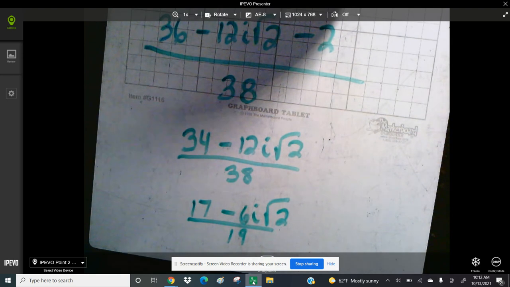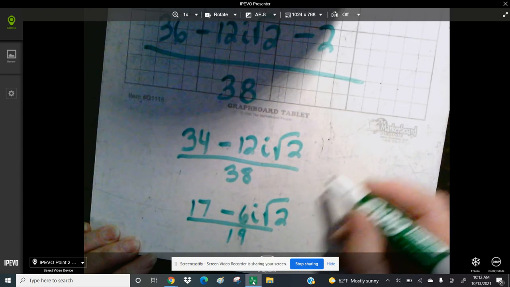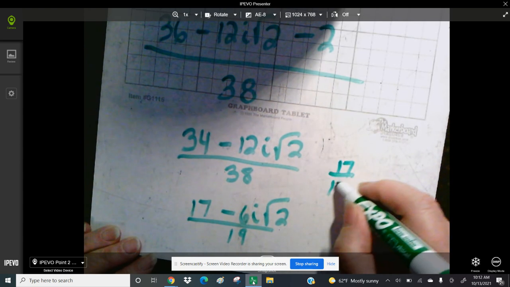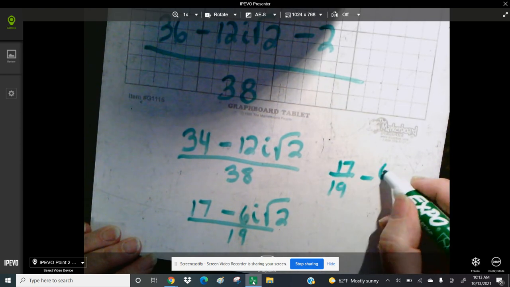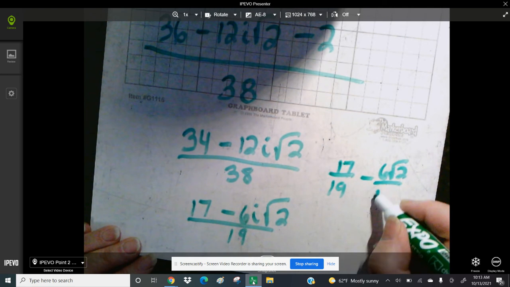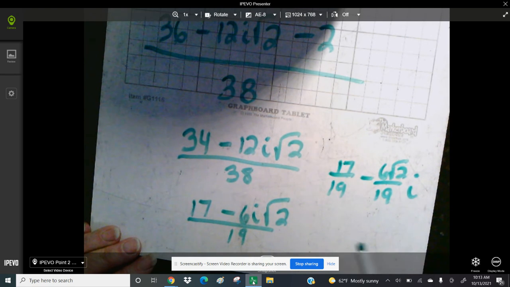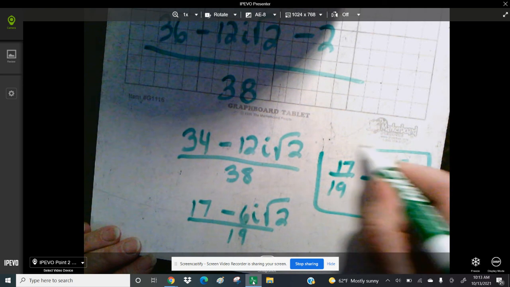And so now this is simplified, but now I have to put it in the a plus bi form. So it'll be 17 over 19 minus 6 square root of 2 all over 19 i. And then you have your final answer.